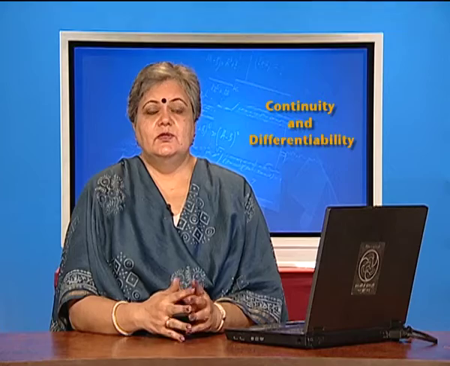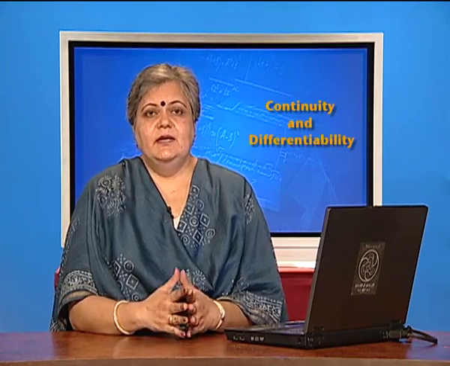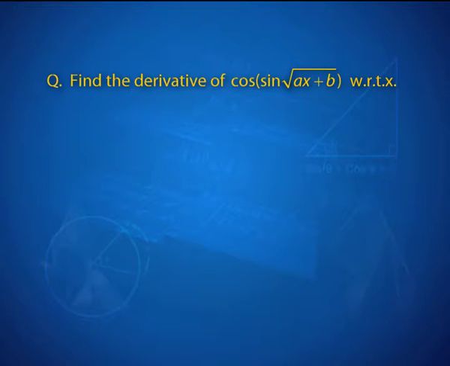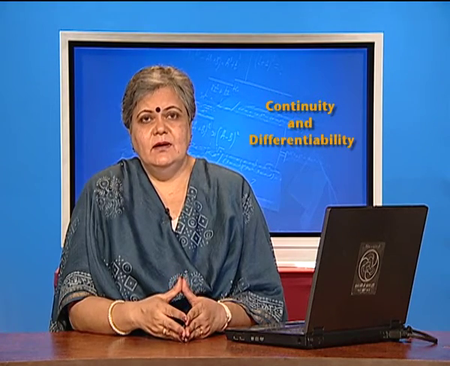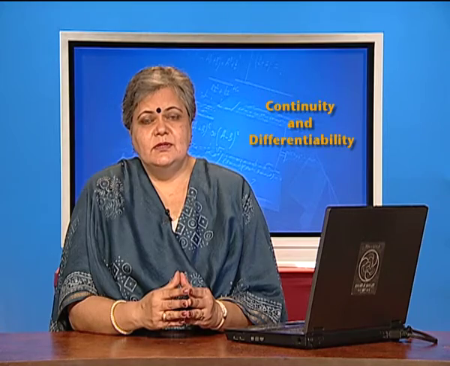So, we need to reinvent our strategy and then use the chain rule. Let us take a problem and see if I can explain to you how to cut short this assumption of u, v, w. So, we have a question which says find the derivative of cos of sine of root of ax plus b. Do you see how many layers are present here? How many functions are composed?